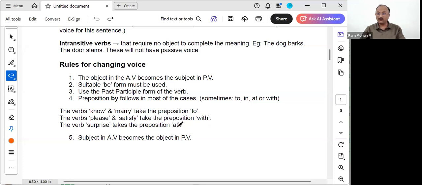I am surprised at what you have done. We'll say correct. No, surprise means "at" we'll use. I am surprised by what you have done, we should not use. I am surprised at what you have done. "At" will come. Okay. These three things we should remember. Now we'll go to some exercises. Okay.